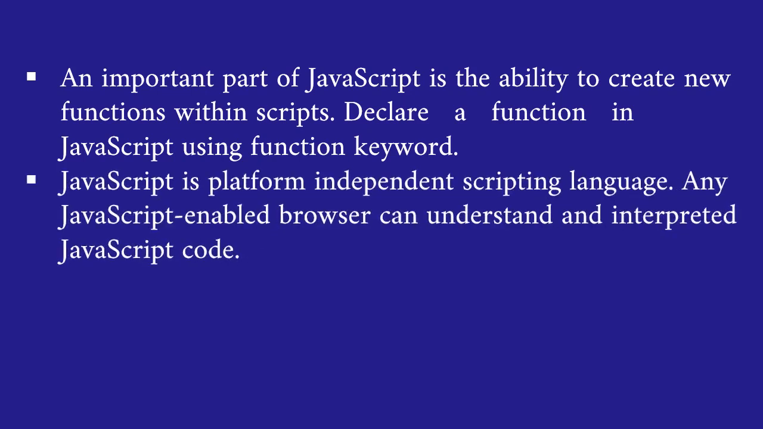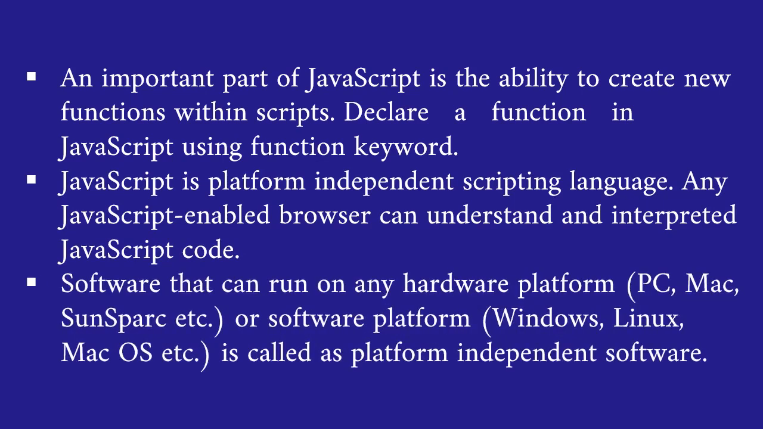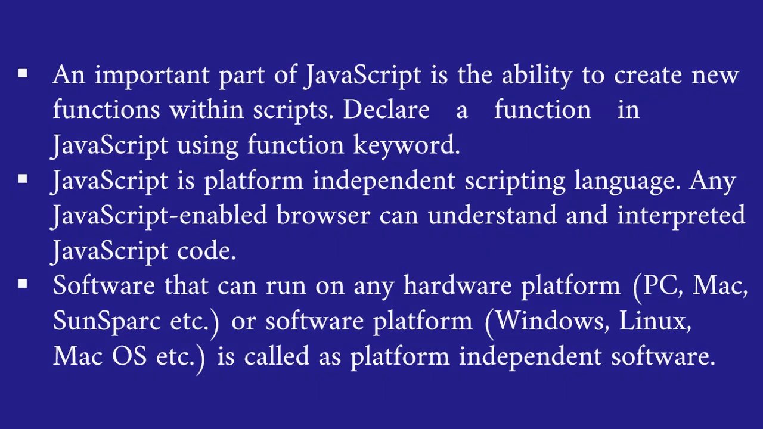JavaScript is a platform-independent scripting language. Any JavaScript-enabled browser can understand and interpret JavaScript code. JavaScript works on any hardware platform. Any hardware platform means it can work on Mac, it can work on Windows, it can work on Linux. So it is called a platform-independent software.